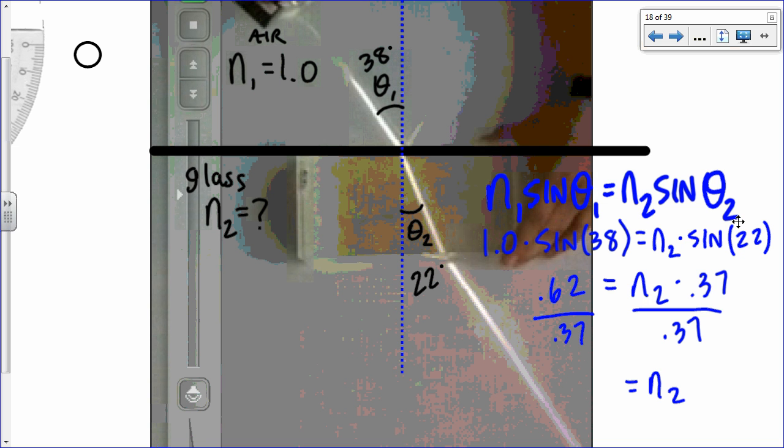So 0.62 is 1 times the sine of 38. And we're going to set that equal to n2 times the sine of 22. What's the sine of 22? 0.37. We need to solve for n2, so divide by 0.37. So 0.62 divided by 0.37 is 1.68.